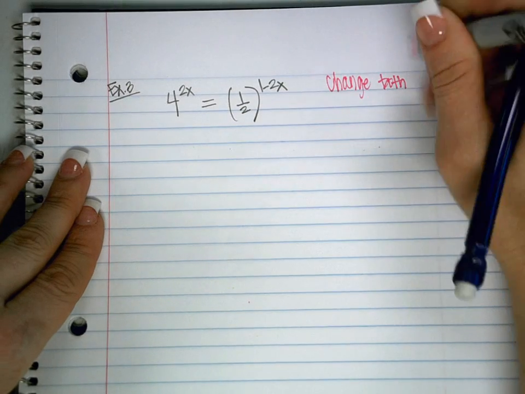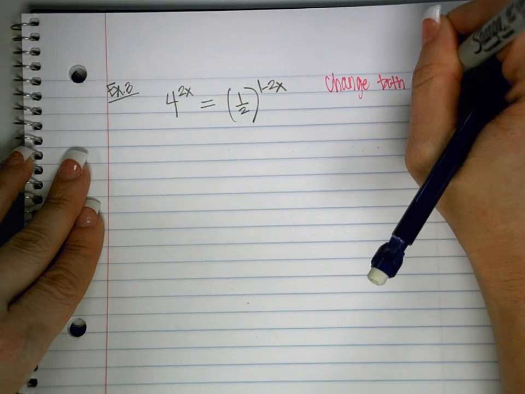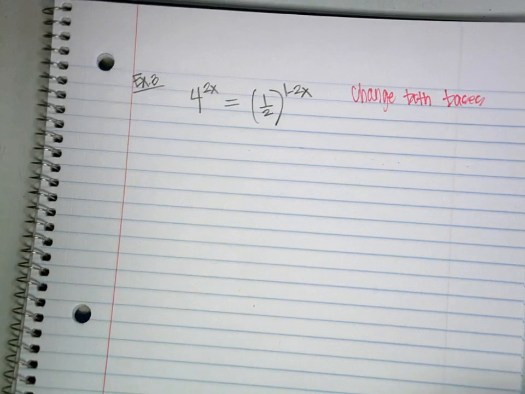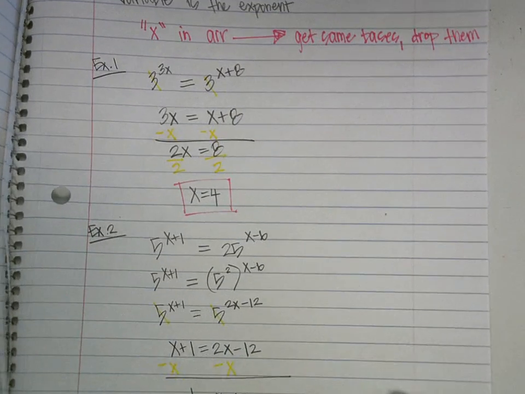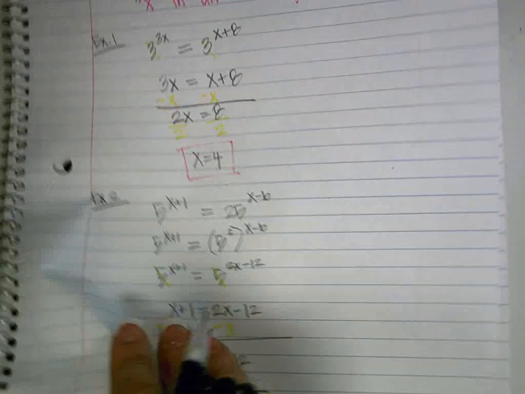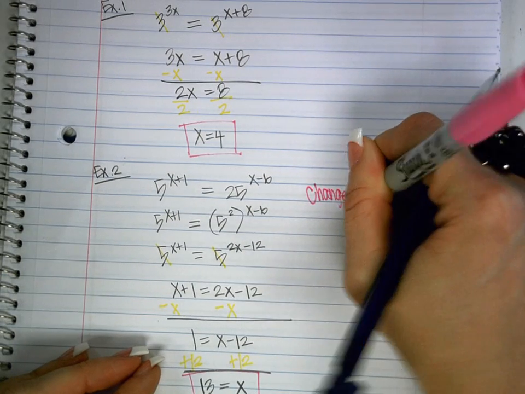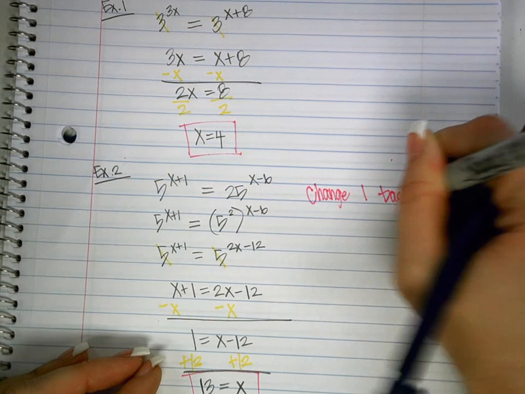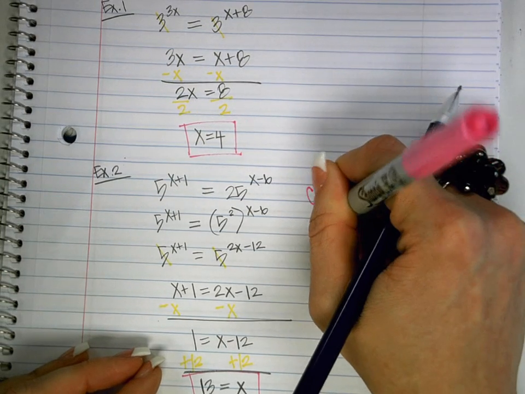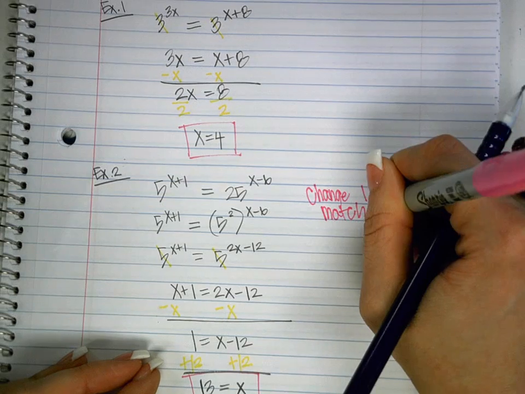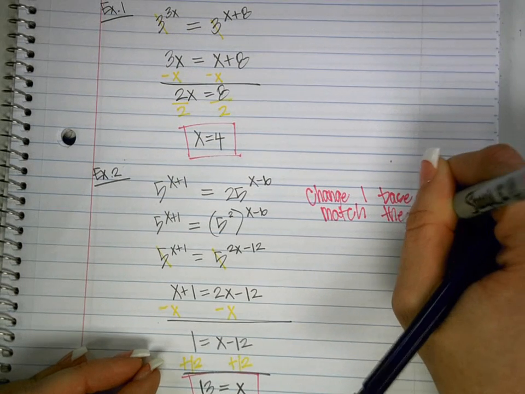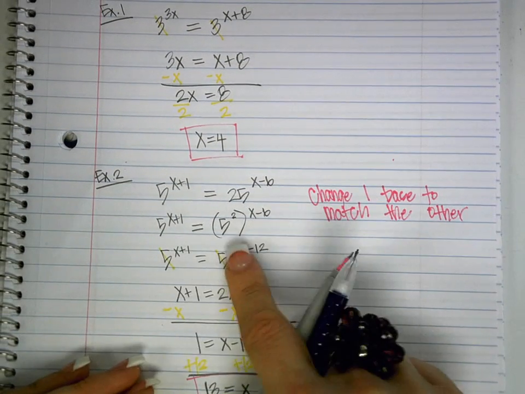On number 1, you didn't have to change either base. We already had the same base, so you could leave them alone. On number 2, you had to change one base. We changed one base to match the other, and that was fine. We figured out how to make them match. On number 3, we have to change both bases.